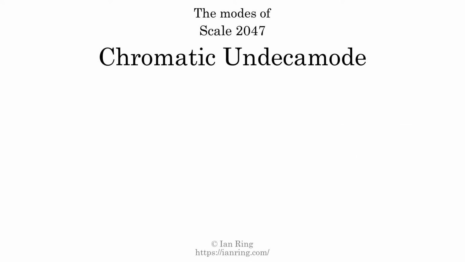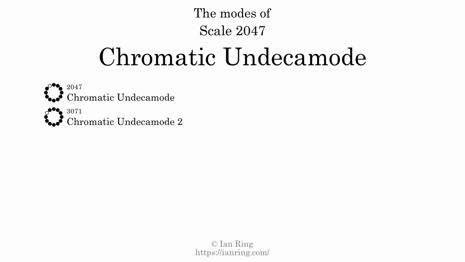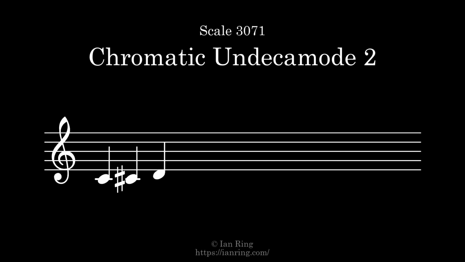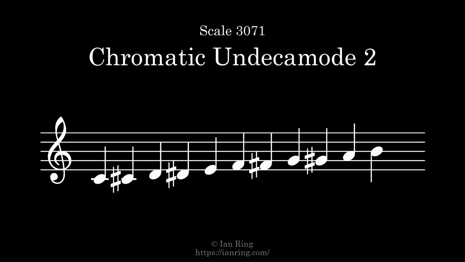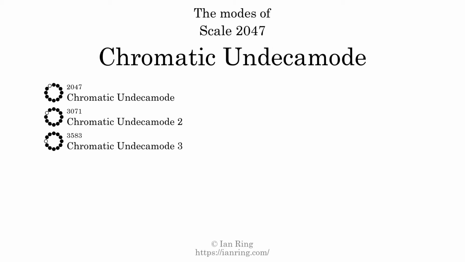This scale has 11 modes. The first mode is itself. The second mode is scale 3071, also known as Chromatic Undecamode 2. It sounds like this. The third mode is scale 3583, also known as Chromatic Undecamode 3. It sounds like this.